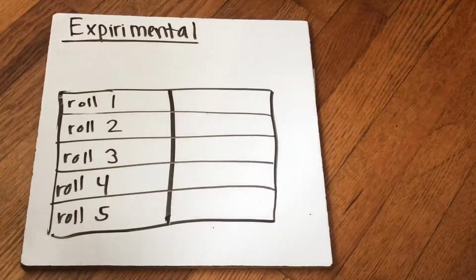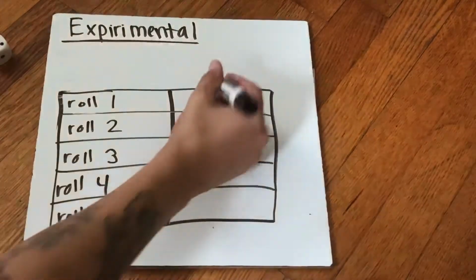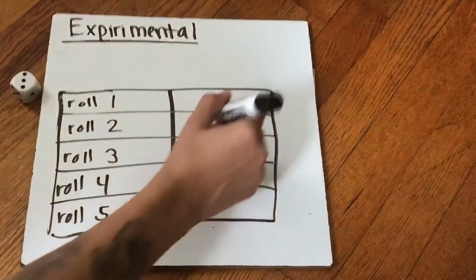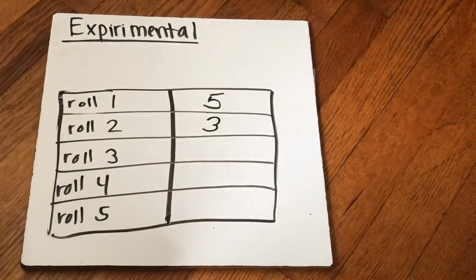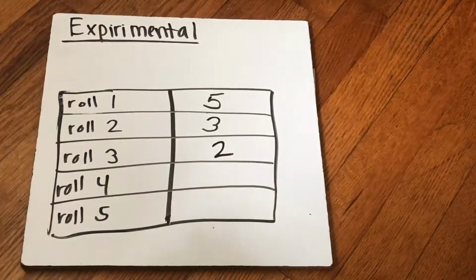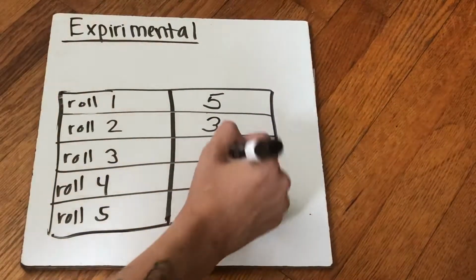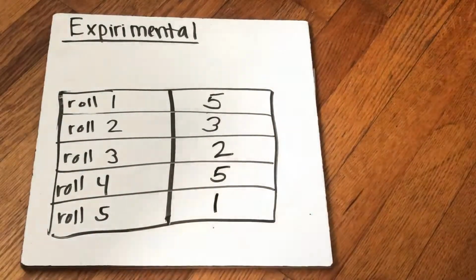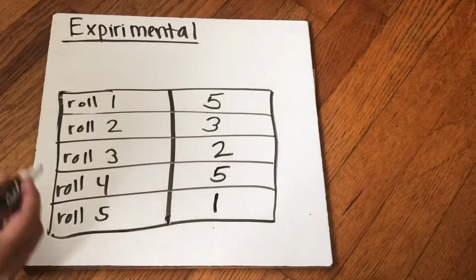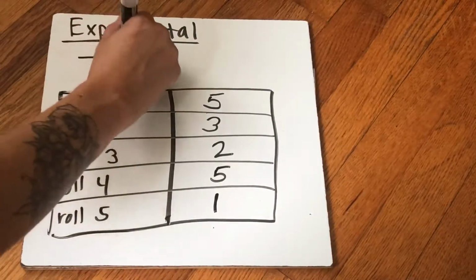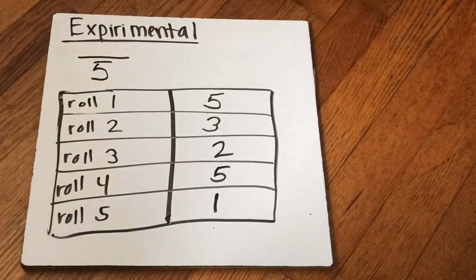So here's my dice here. So roll 1, I got a 5. All right. Roll 2, I got a 3. Roll 3, I got a 2. Roll 4, I got a 5. Roll 6, I got a 1. So I rolled the dice 5 times. And of those 5 times, how many of them were even?